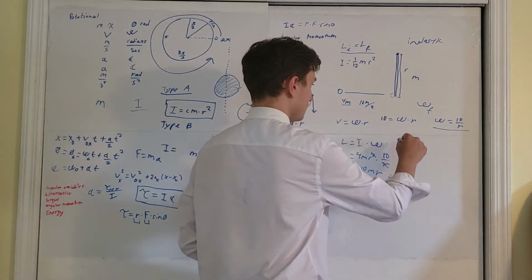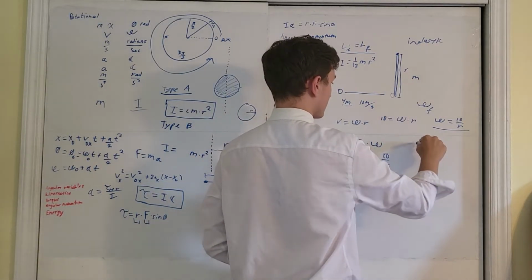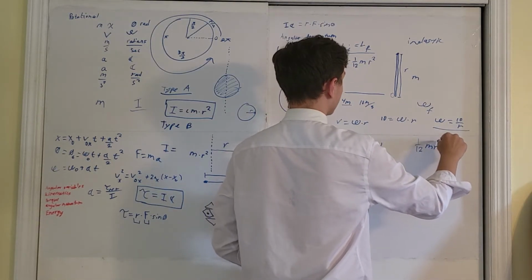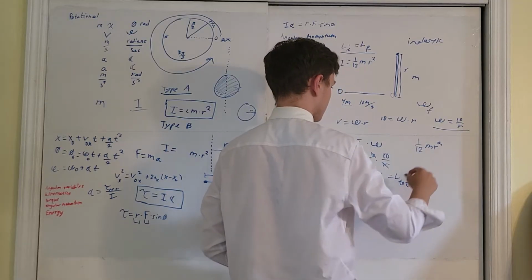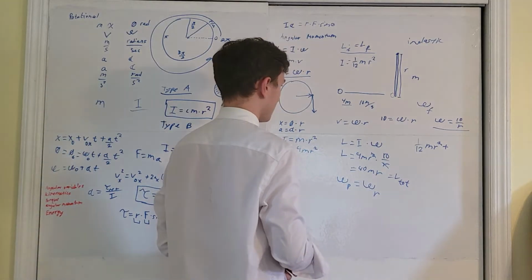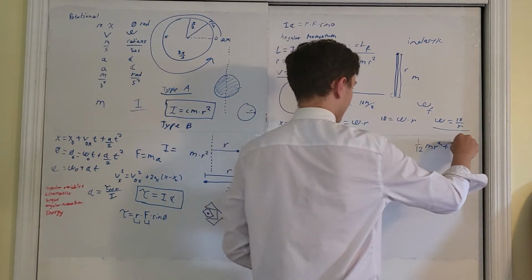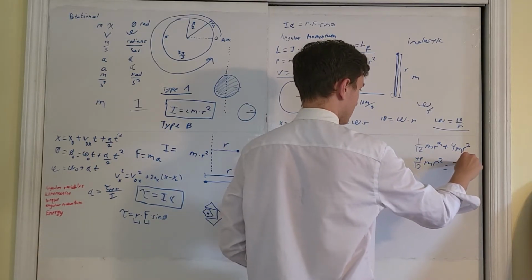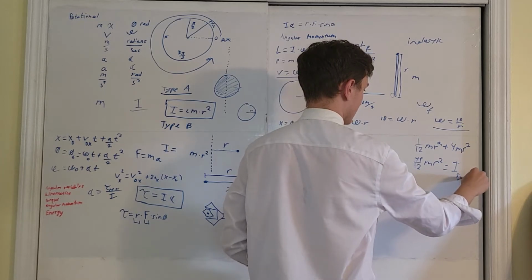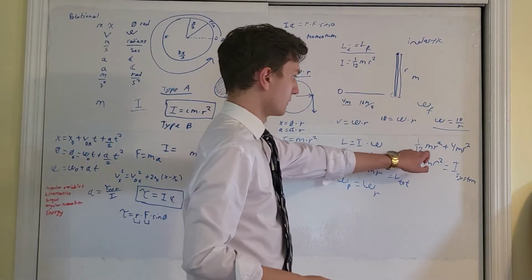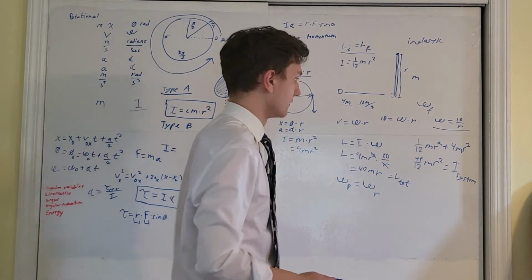So now our new moment of inertia is the moment of inertia of the rod, 1/12 times the mass of the rod times r squared, plus the moment of inertia of the particle, which would be 4m r squared. 49 over 12 mr squared is our new moment of inertia for the whole system. Okay? Moment of inertia of the rod plus moment of inertia of the particle.